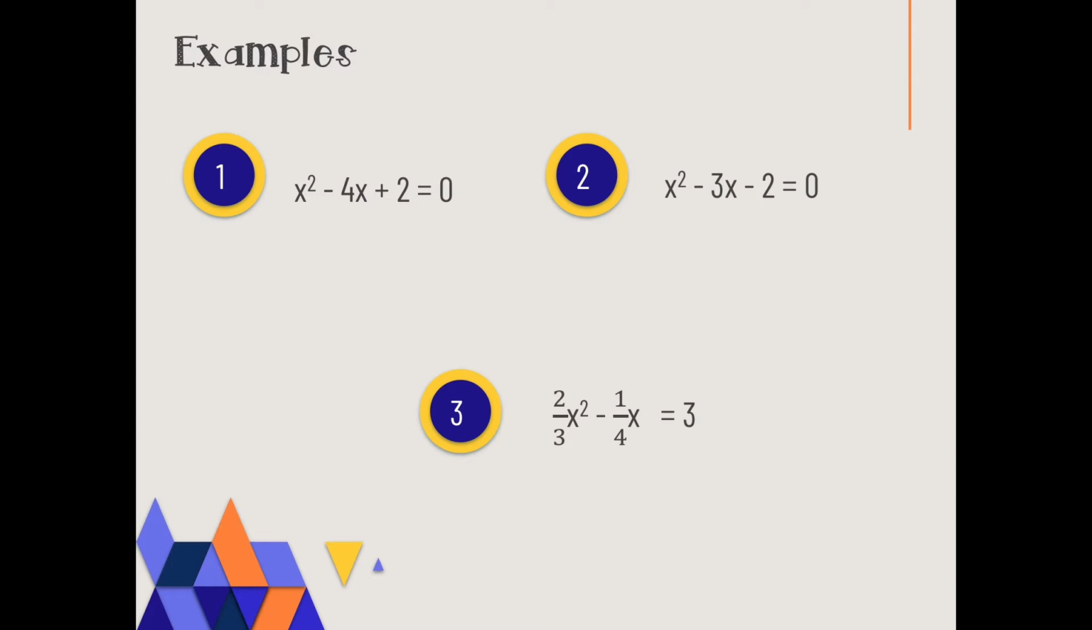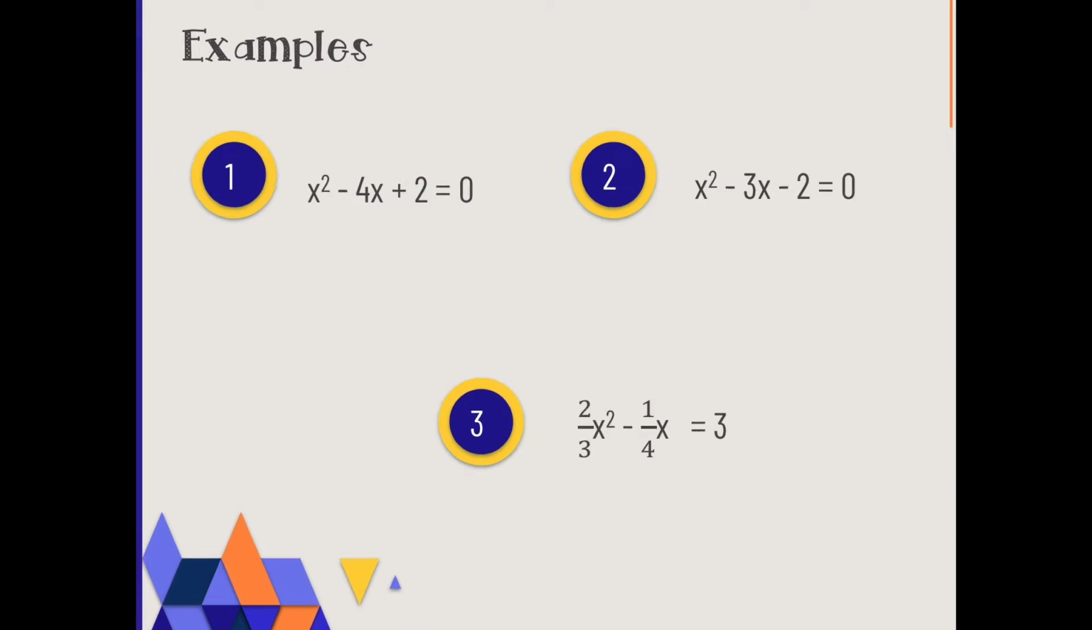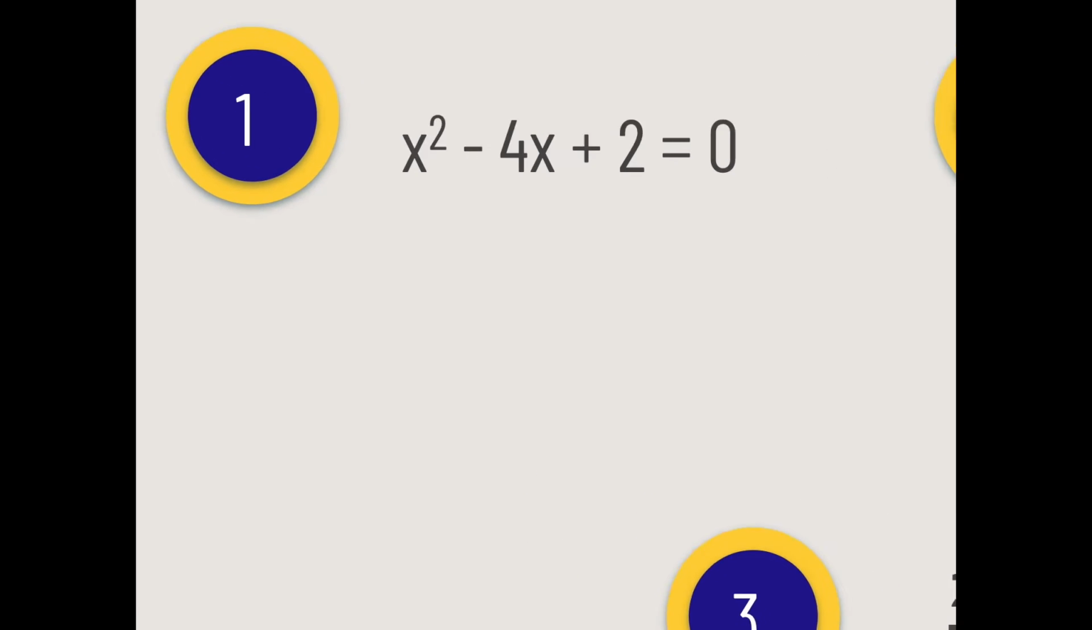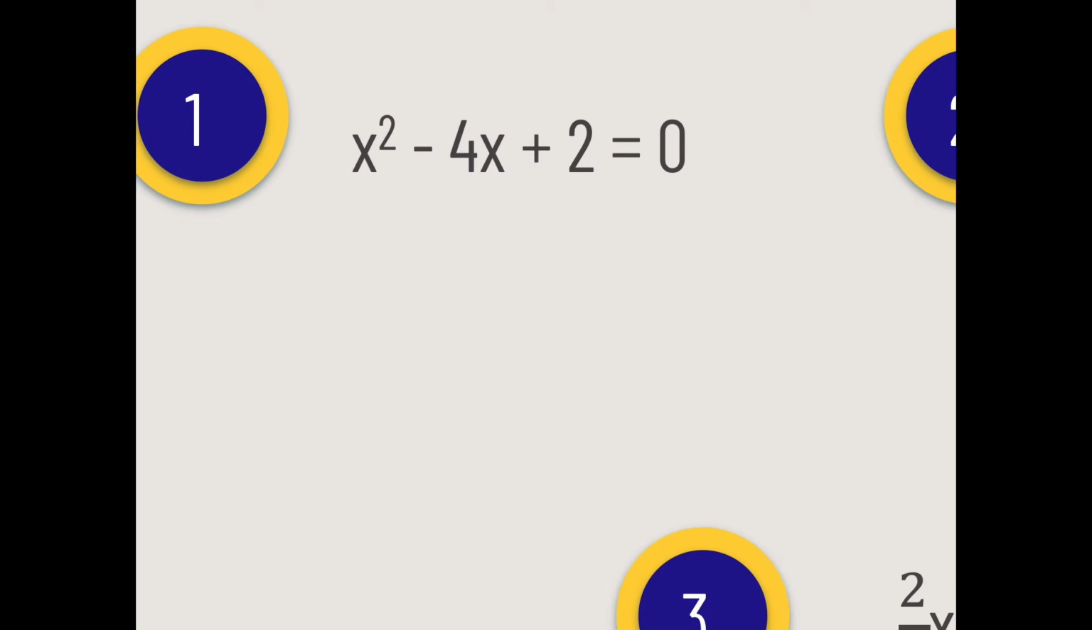So when you see questions like this, it'll say just solve these equations. When you look at number 1, it's not factorable. So your options would have been to complete the square or use what we're doing now, which is the quadratic formula. A is what's in front of the x squared, which is 1. B is what's in front of the x, which is negative 4. And C is the constant, or the number that's by itself, which is 2.